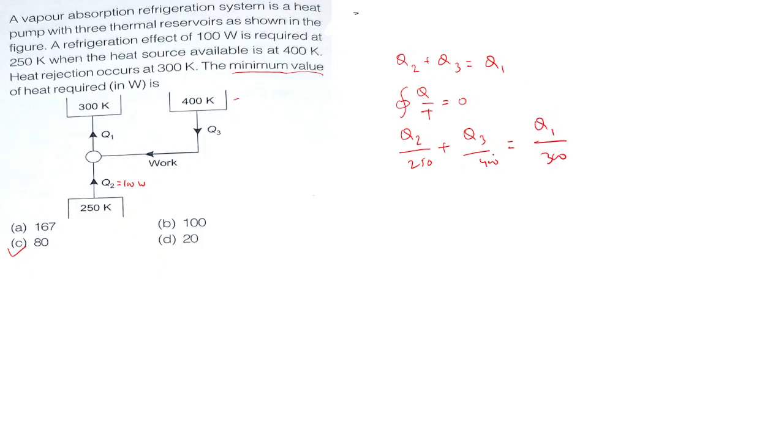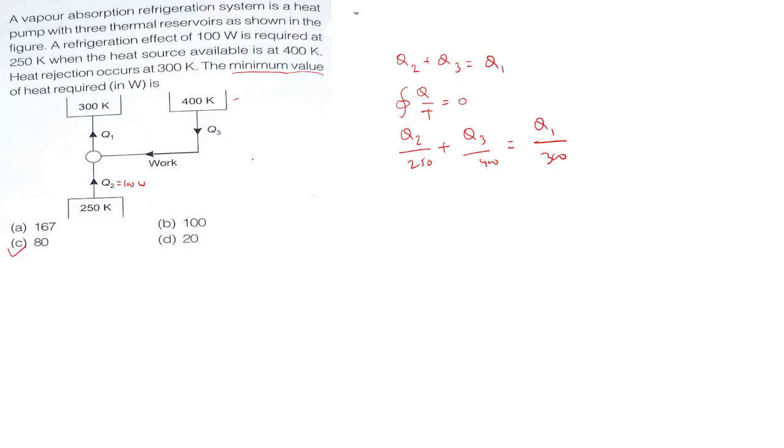We can solve. Sir, why is it written as work, sir? Q3 is written as work in the diagram. No, no, here they have just shown it as work. It is a vapor absorption refrigeration system. So in vapor absorption, what would be there? Some heat source is there that is used to give heat. Okay, sir. In vapor absorption we usually do not give work there. Getting it? Yes, sir.